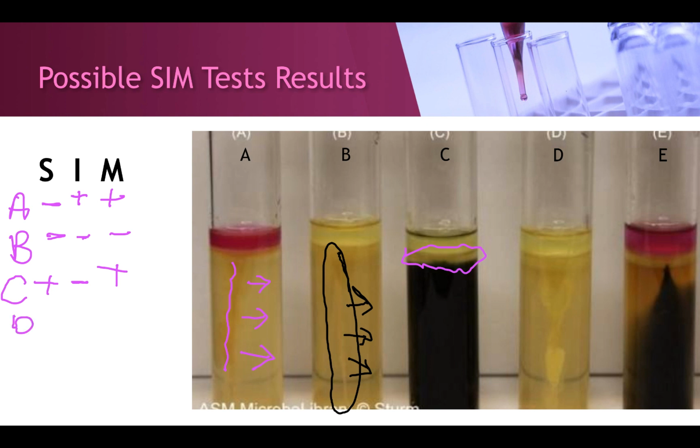Now let's look at D. For D, we have E. aerogenes. There's no black precipitate, so it is negative. There is no red layer, so it's negative for indole as well. And for motility, this one has moved outside of the stab line. This would be positive for motility. So the result for this SIM would be negative, negative, positive. Lastly, we have E. This organism is P. vulgaris. It's positive because it's red, and you can see the cloudiness throughout the medium that radiated out of the stab line. So it's also positive for motility.